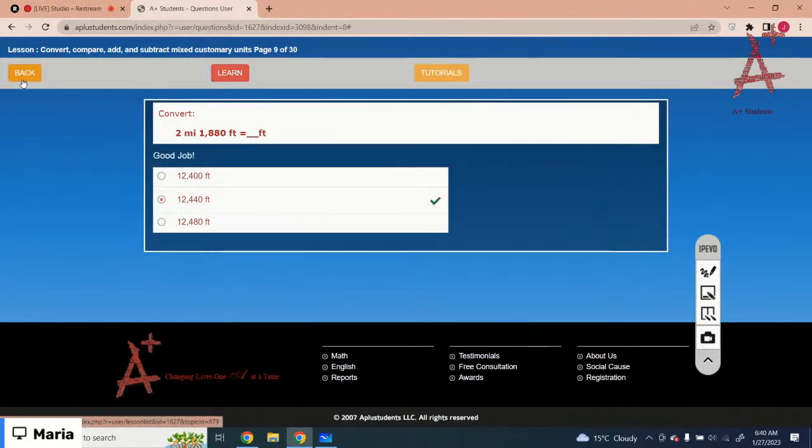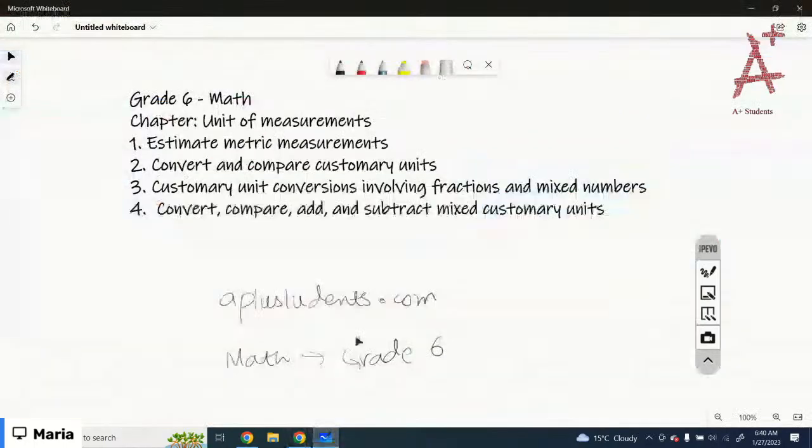Okay, you can complete the test by yourself later today. So we're working on grade 6 maths. The chapter we're working on is units of measurement, and the lessons we've covered today are estimate metric measurements, convert and compare customary units, customary unit conversions involving fractions and mixed numbers, and convert, compare, add and subtract mixed customary units. So that's all for today.